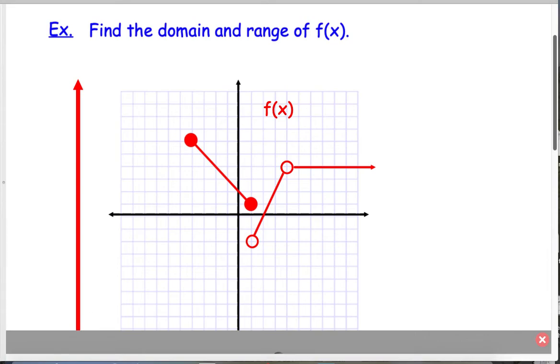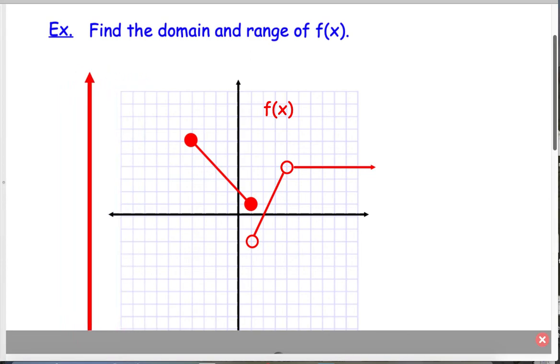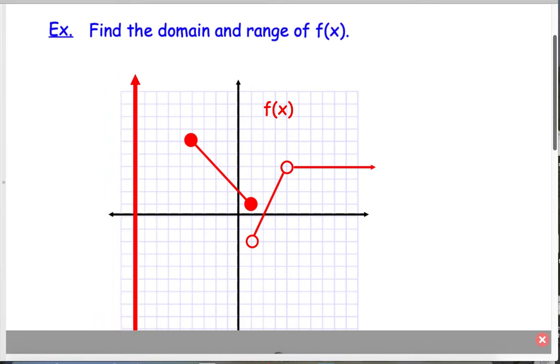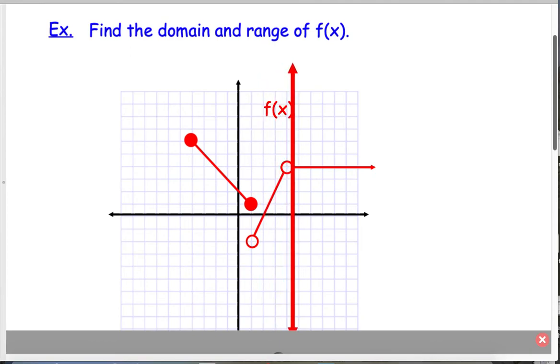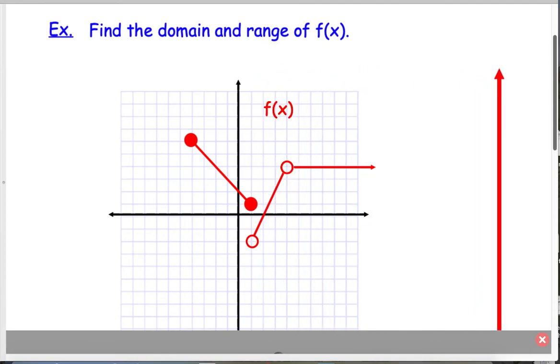To find the domain, we want to know what x values give us outputs for our function. What I have over on the left here is what I call my domain finder. As I slide that across the screen, it's a vertical line representing all the different x values. When it hits my graph, it beeps. Beep, beep, beep. I know that seems silly, but it gives you the right visual for that.